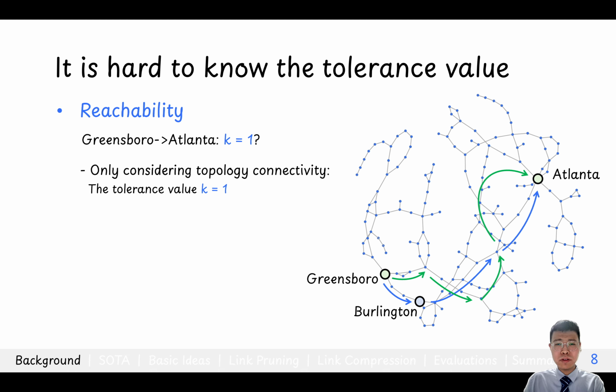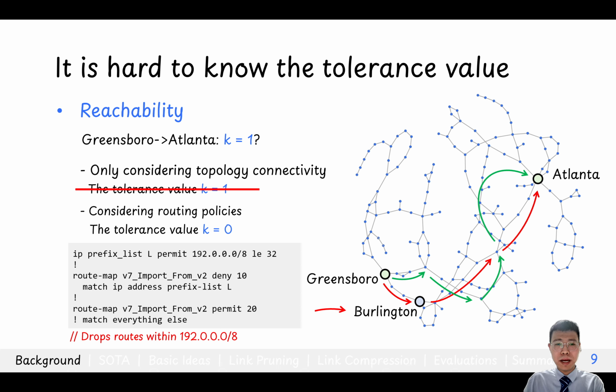However, the fault tolerance value is not easy to determine. When only considering topology connectivity, packets sent from Greensboro to Burlington have two distinct paths, so the tolerance value is 1. But some paths may actually be blocked by routing policies.